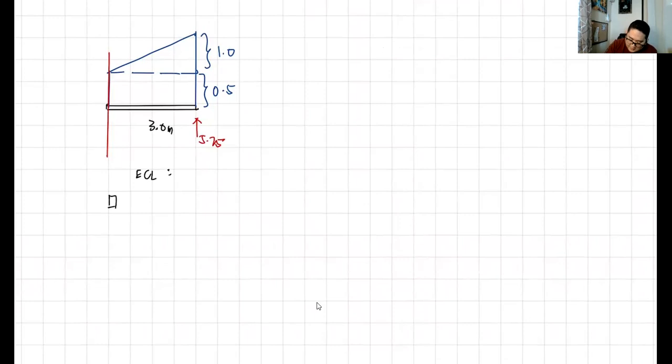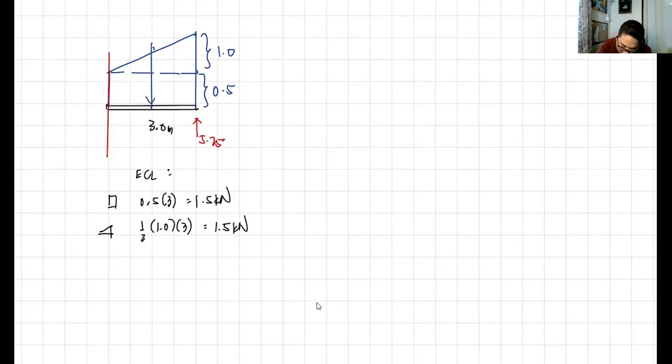So we have the rectangular: 0.5 times 3 equals 1.5 kilonewtons. Then for our triangular, we have 1/2 of 1.0 times 3, so 1.5 kilonewtons. Same? Yes, the same. But for the distances, the rectangular is applied at its half, and the triangular is applied at its 2/3, no?